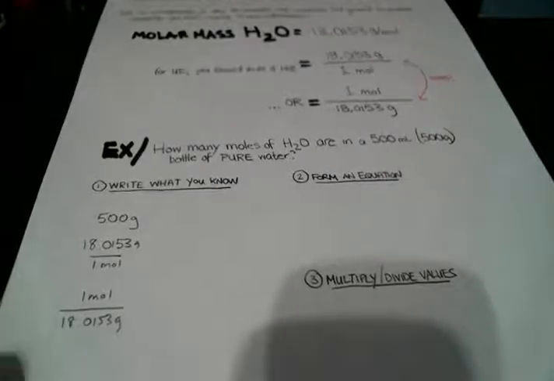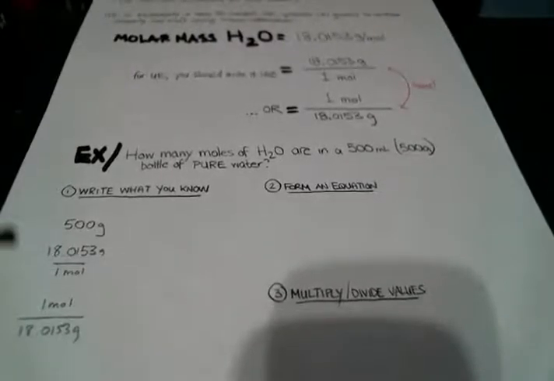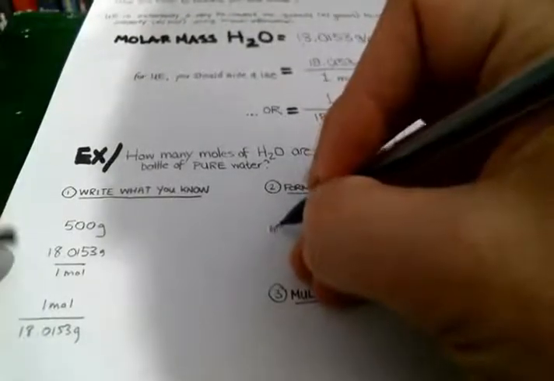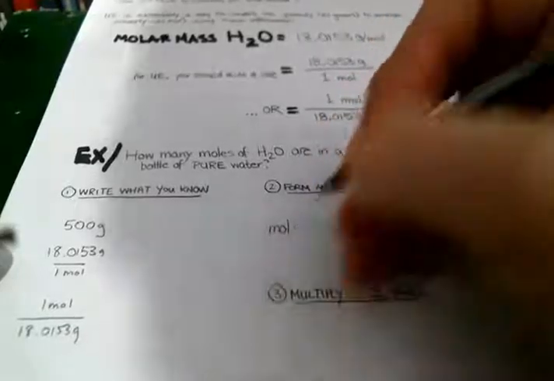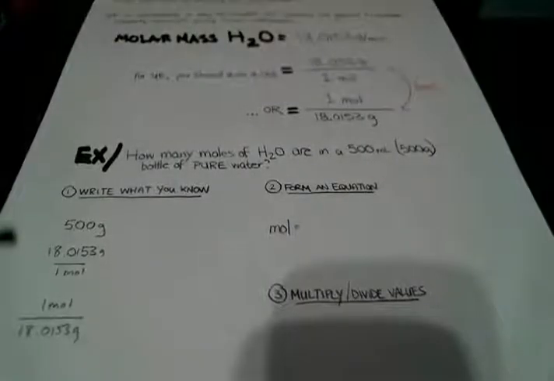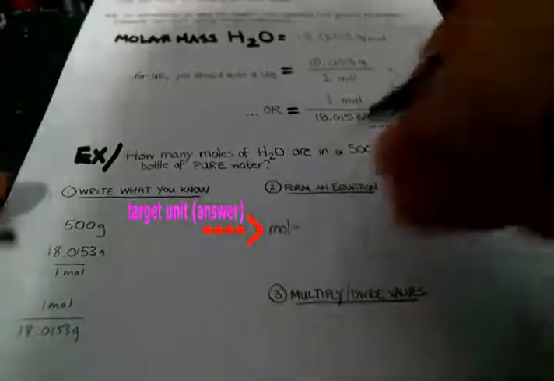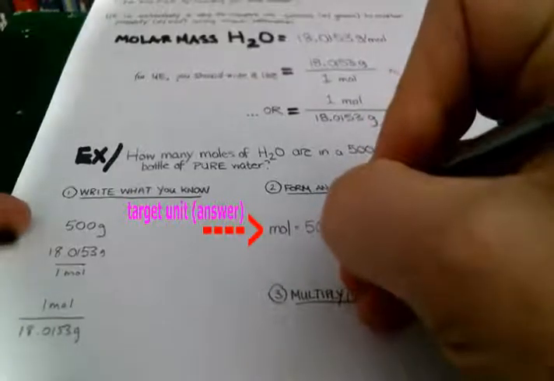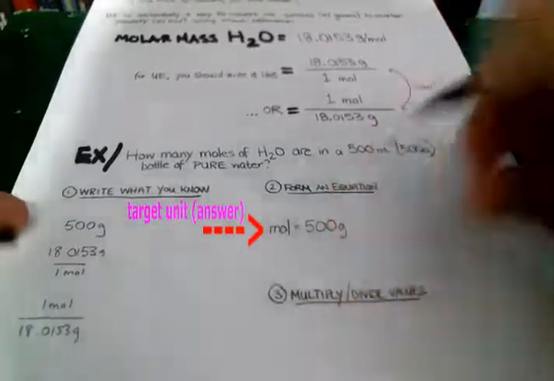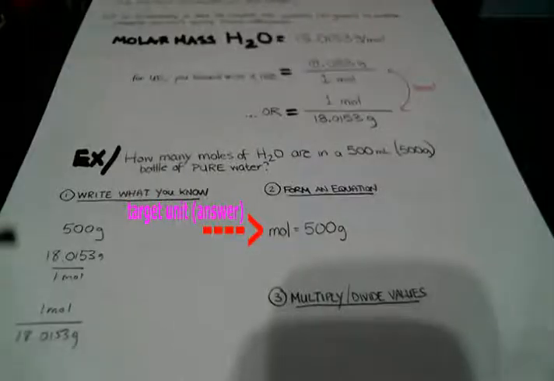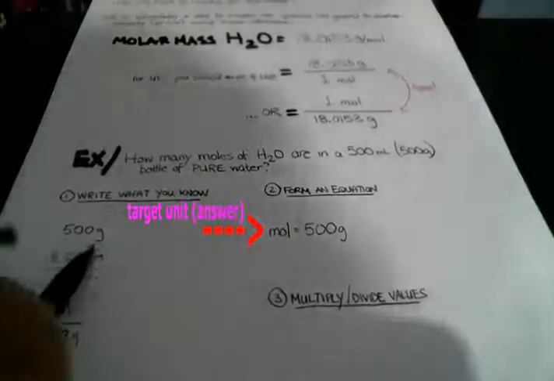Now, when you're forming your equation, the first thing you always want to do is write down the unit of the thing you're looking for. And in this case, I'm looking for how many moles there are. So I'm going to start by writing down moles equals. Now this basically tells me the goal that I'm trying to get to. I'm starting with 500 grams of water, right? That's the first quantity I'm given. Basically, this is how much water I have.